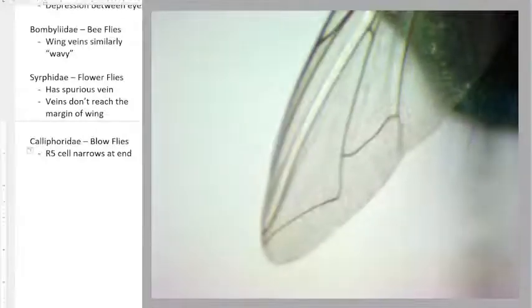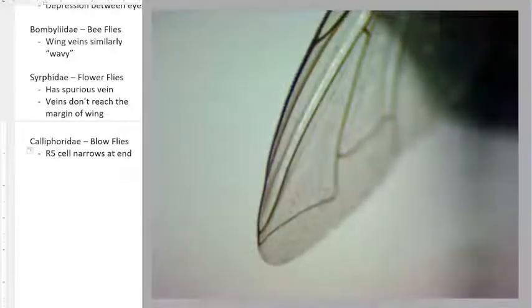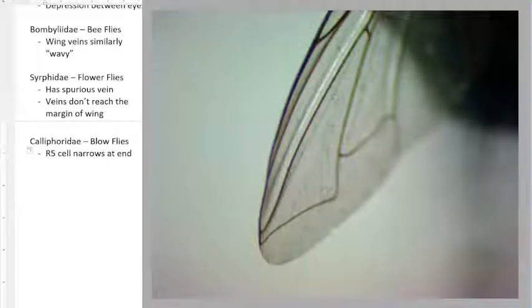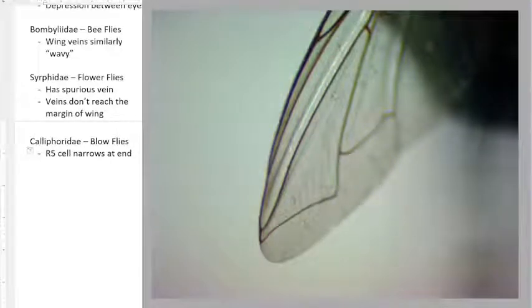So, we are looking at a califlorid. Now, califlorids are the blowflies. Types of blowflies would be things like the green bottle fly, well, the blue bottle fly and the green bottle fly, right? So, either of those shiny flies that you'll see at dead animals, those are going to be califlorids. A lot of times, if you see maggots on an animal, those are going to be califlorids and a mixture of other closely related flies.